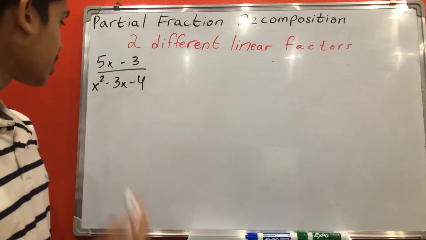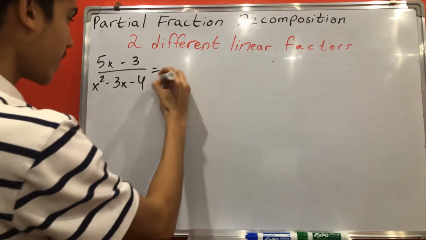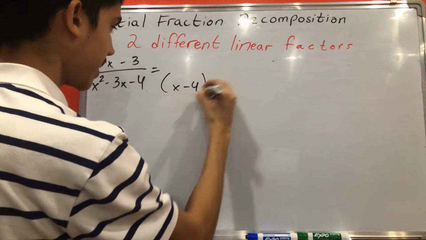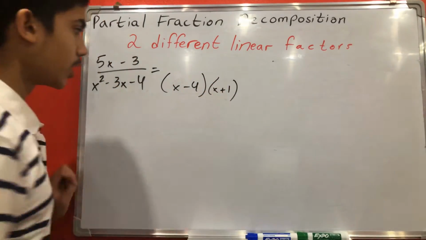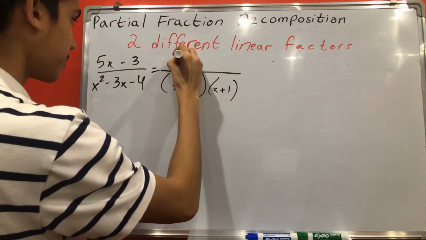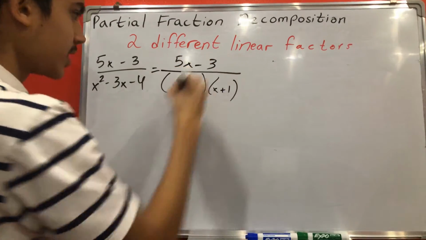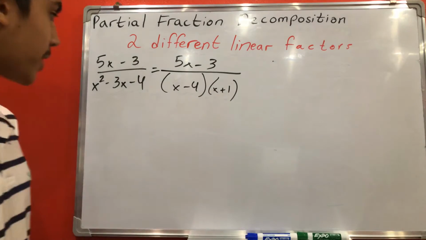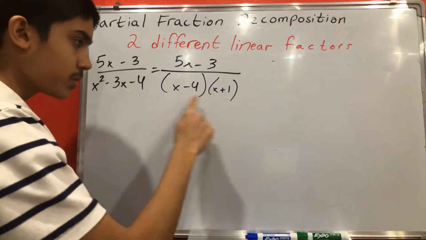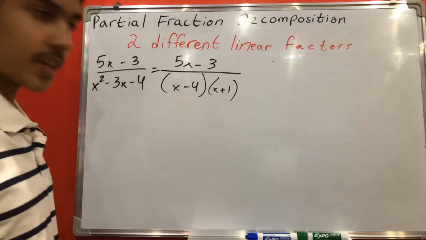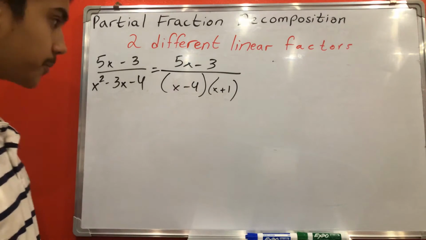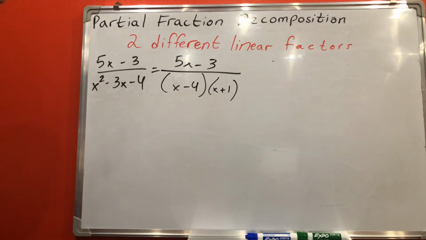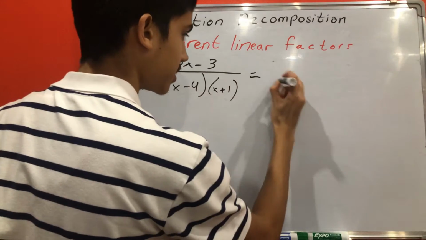And in this case, we can actually factor this into x minus 4 and x plus 1. Okay, and the numerator will just stay the same. And you may be wondering, why did I write two different linear factors up here? Well, the reason for that is that both of these factors are linear, and that's because x is to the first degree.